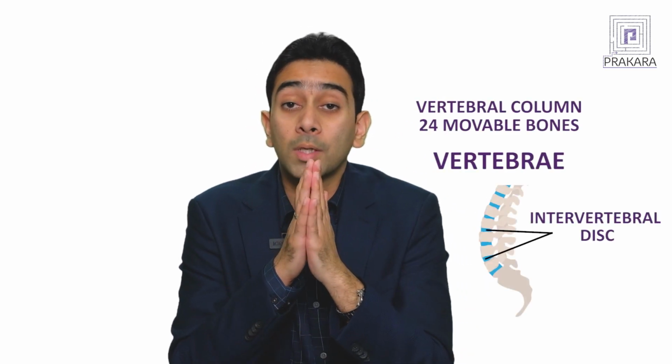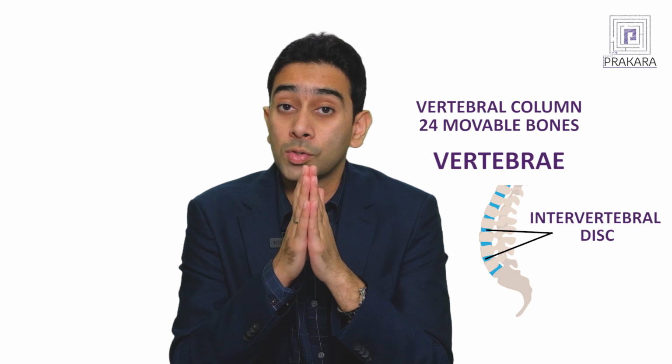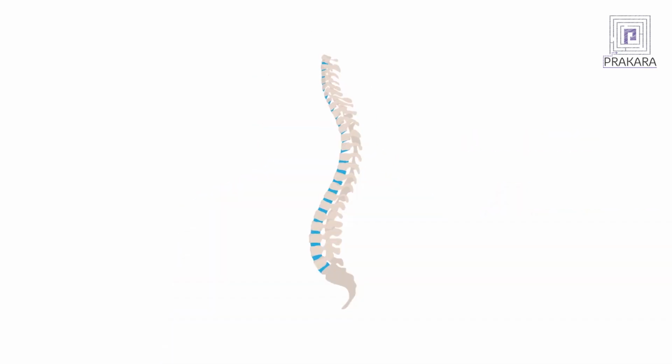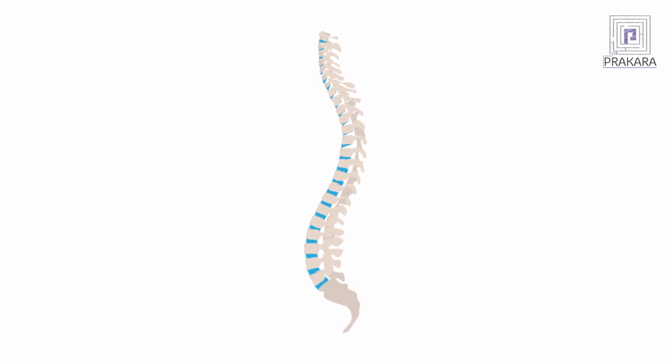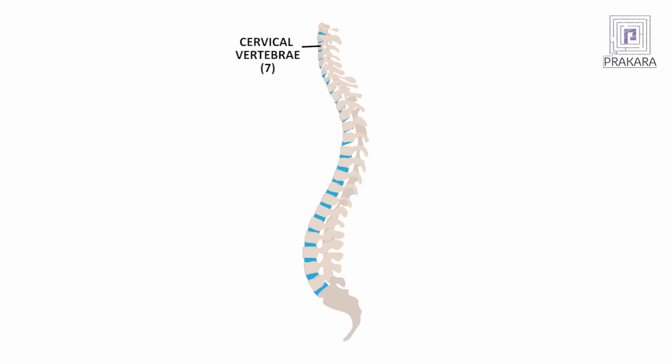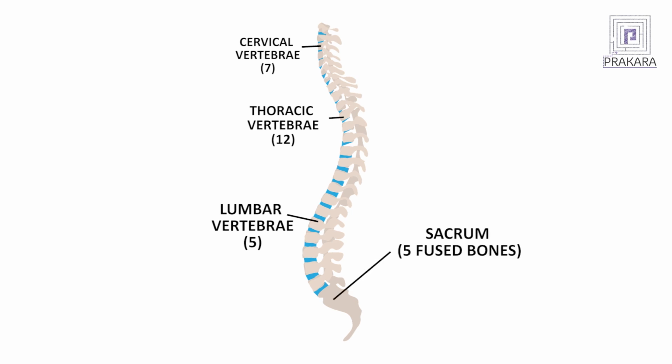The vertebral column consists of 24 movable bones called the vertebrae. Each vertebral bone is separated from each other by something known as an intervertebral disc, which consists of cartilage. The vertebral column has 5 parts, and the bones of each piece are numbered from top to bottom. These are the 7 cervical vertebrae, 12 thoracic vertebrae, 5 lumbar vertebrae, the 1 sacrum, which consists of 5 fused bones, and the 1 coccyx, which consists of 4 fused bones.